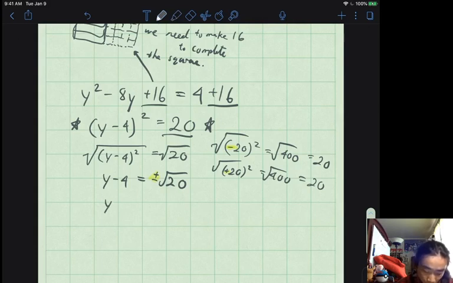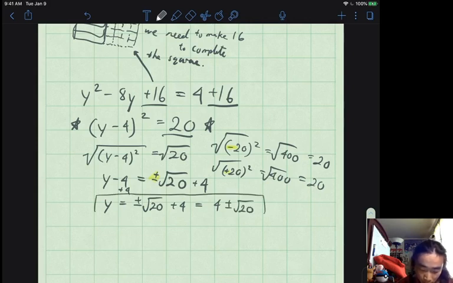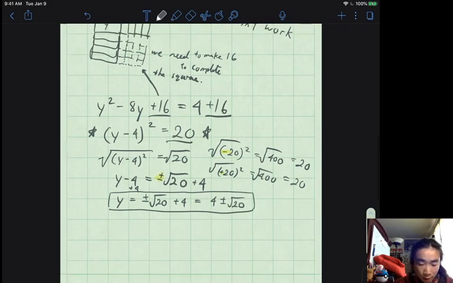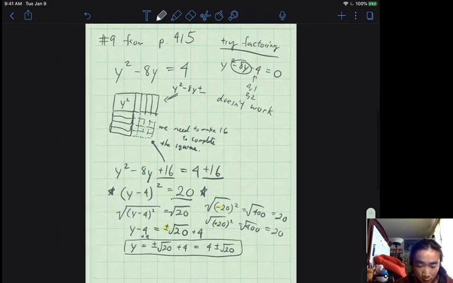From here, y equals positive, negative, actually. So we add 4 to both sides, and we have this. And you'll see often, like in the back of your textbook, when we write things with square roots in them, we put the numbers first, and then plus or minus square root of 20, like that. Okay, so that's our answer for number 9 from page 415.